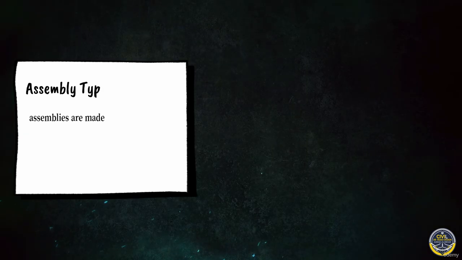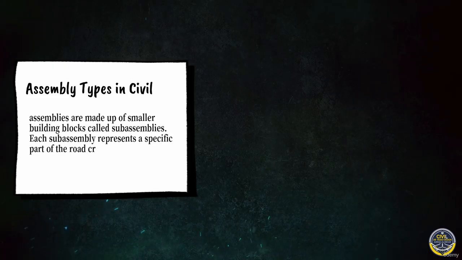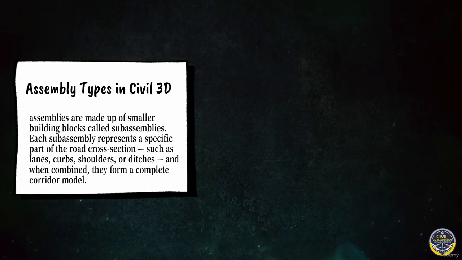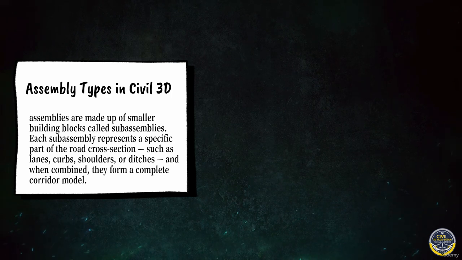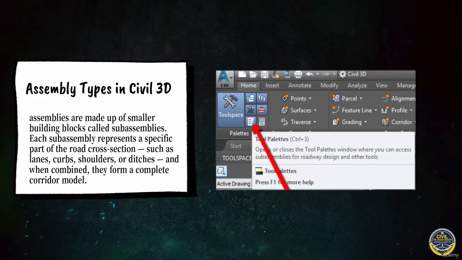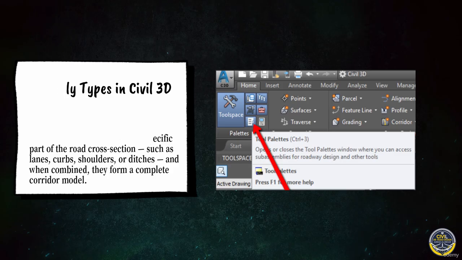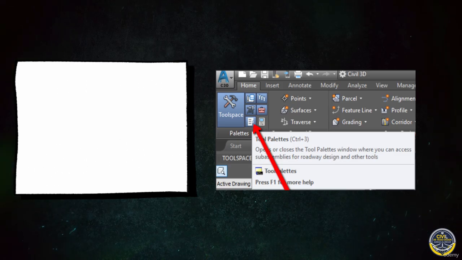Assembly types in Civil 3D. In Civil 3D, assemblies are made up of smaller building blocks called subassemblies. Each subassembly represents a specific part of the road cross-section, such as lanes, curbs, shoulders, or ditches, and when combined, they form a complete corridor model. The tool palettes in Civil 3D organize subassemblies into main categories based on their function in the roadway structure. Let's take a closer look at these main types and their common subtypes.